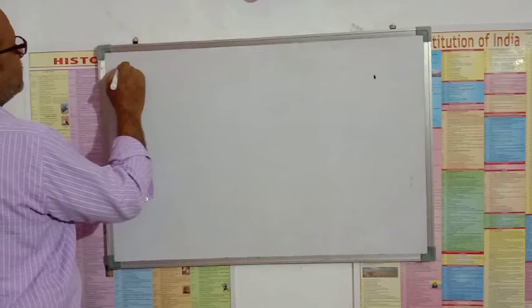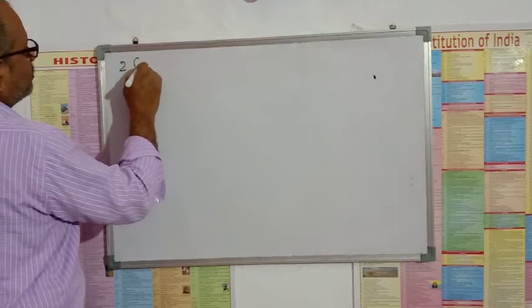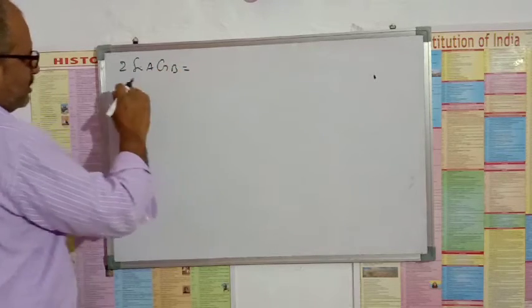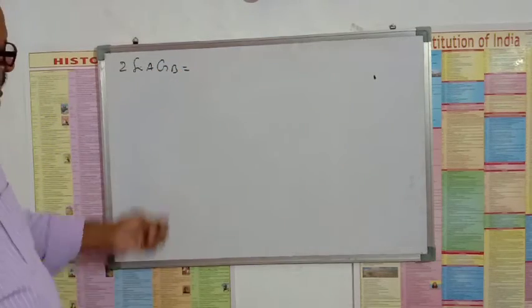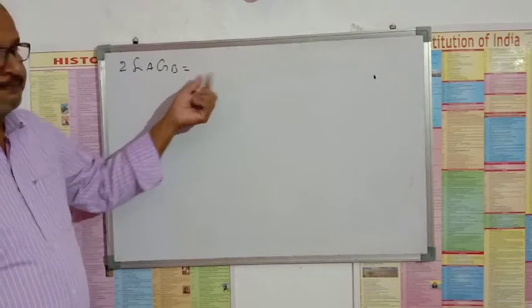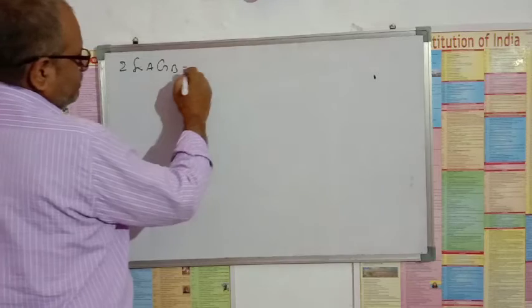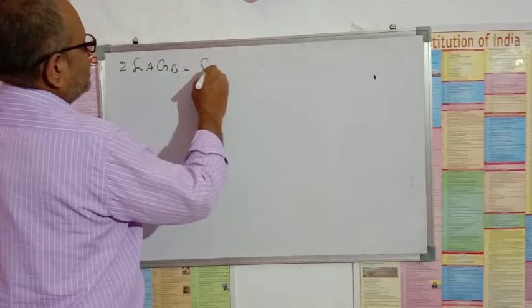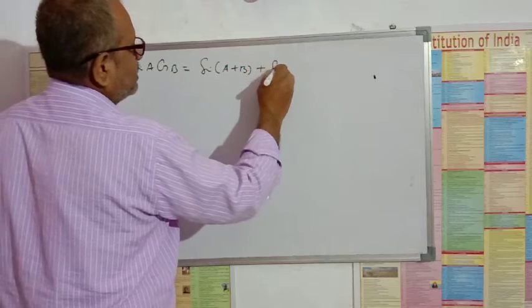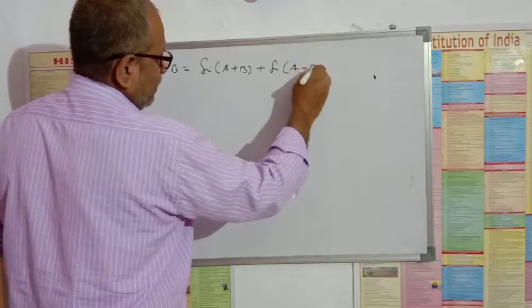Next identity: 2 sin A cos B. Here it is given in the product form. We have to express it in the sum. So 2 sin A cos B is written as sin(A+B) + sin(A-B).